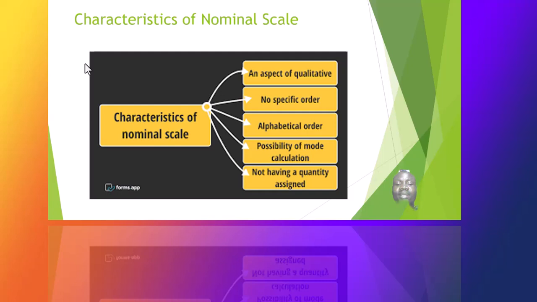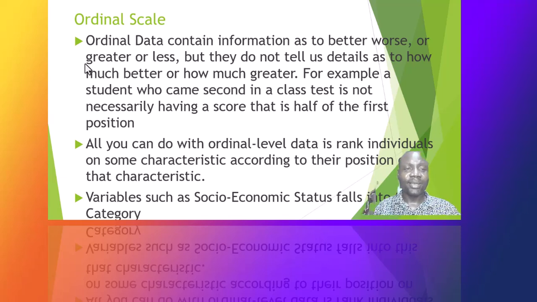So this is simply telling us that an aspect of qualitative is just this nominal scale, and what we have there has no specific order. There could be alphabetical order. There's possibility of mode calculation. We can have frequency. How many males do we have? We have more males than female. That's mode. Not having quantity assigned, no specific order. These are characteristics of nominal scale.